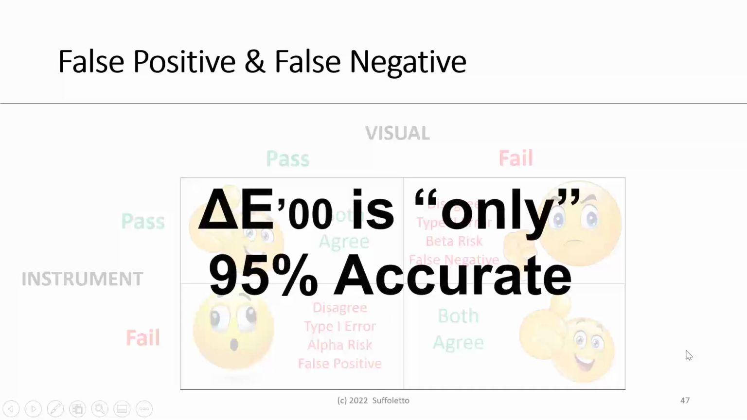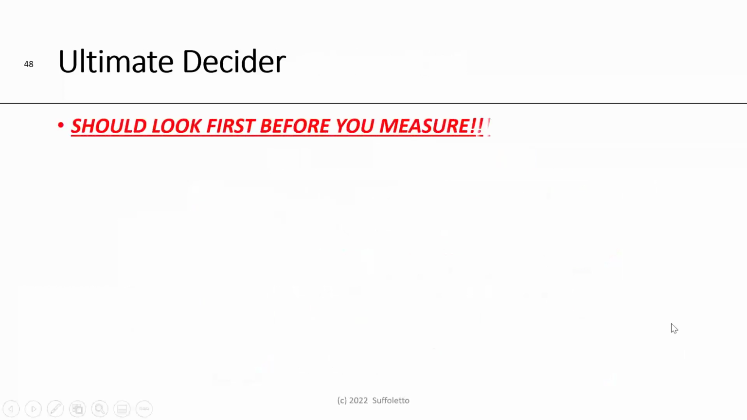Now, the Delta E 2000 formula has been modified 4 or 5 times since the 1930s, and it's at a current state of 95% accurate. So is that 95% accuracy enough, good enough, close enough? The ultimate decider here is the human eye, vision. So you should look first before you measure.